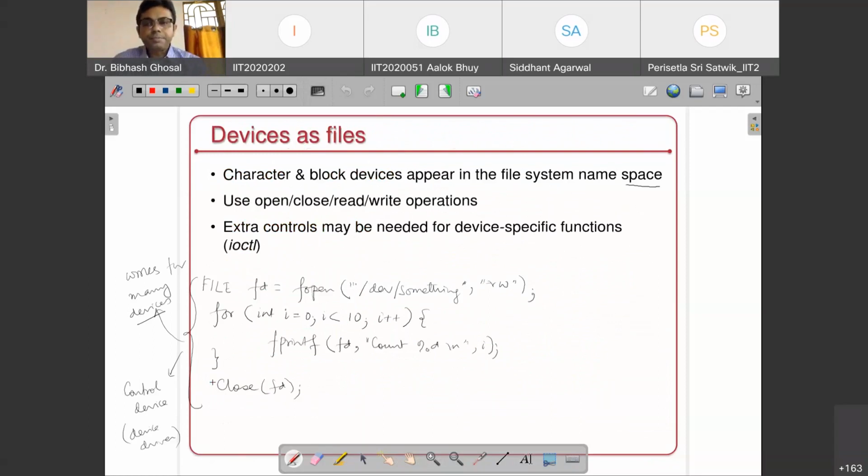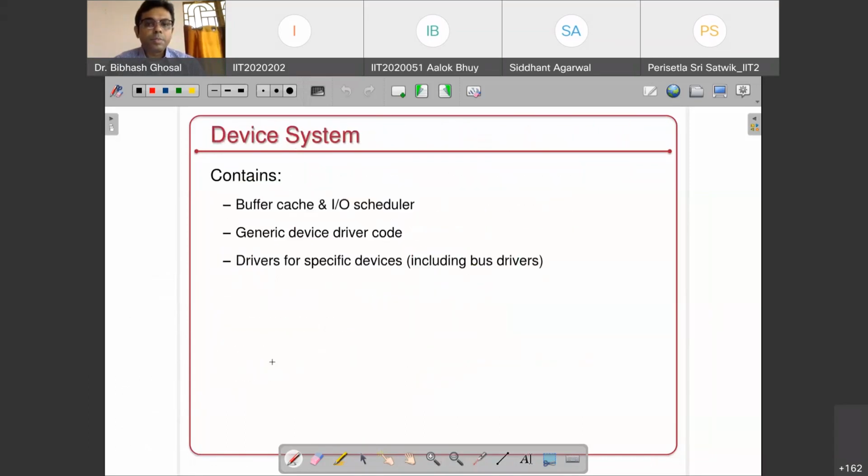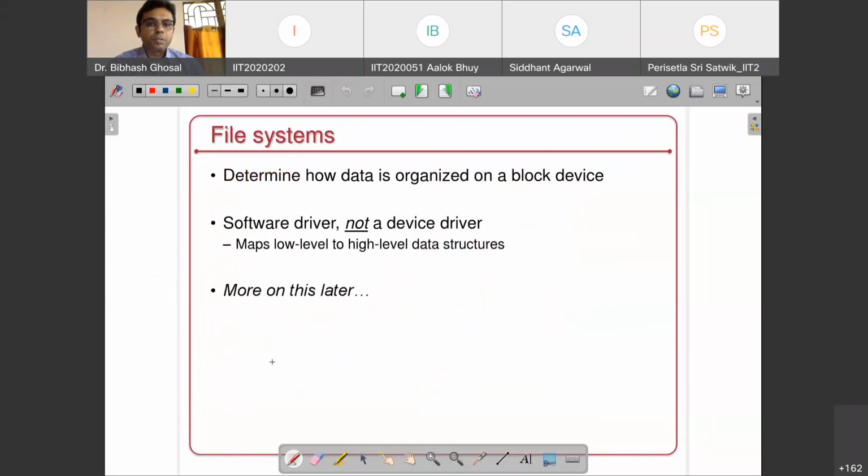Sir, what C-look? Pardon? C-look, sir. C-look wasn't clear. I mentioned it, isn't it? This is mentioned here. Okay.